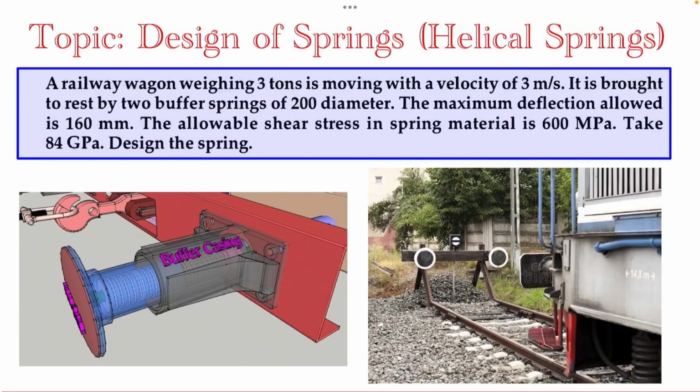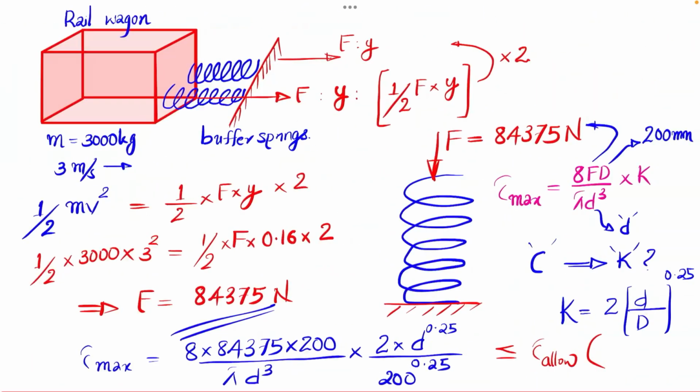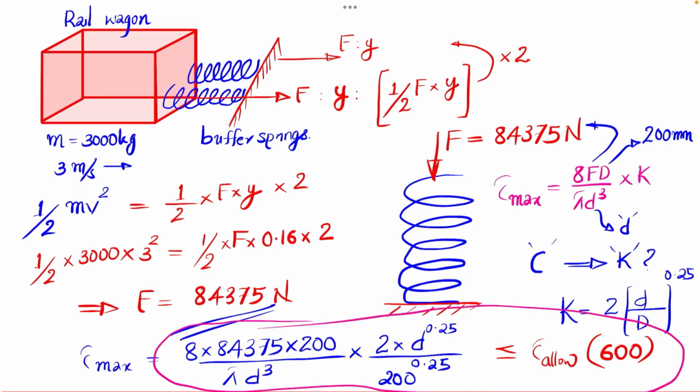This can be equated to the tau allowable in megapascal, and this value is given in the question as 600 megapascal. So I will be substituting it as such, 600 megapascal or Newton per mm square. So we can solve this one. Here the only unknown is the small d value. We can solve using the calculator, then we can find the value of this small d.